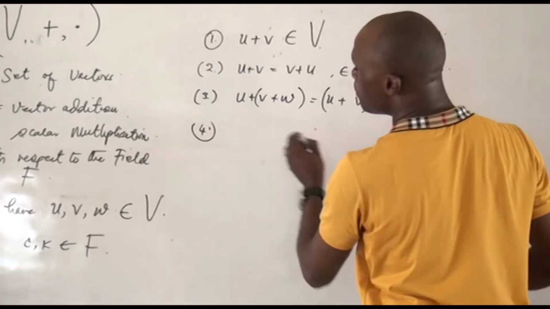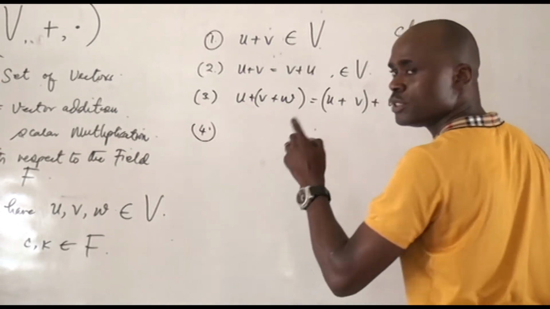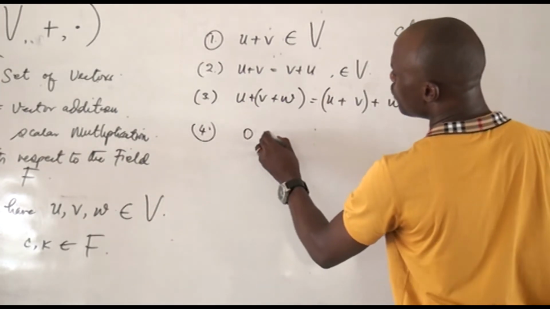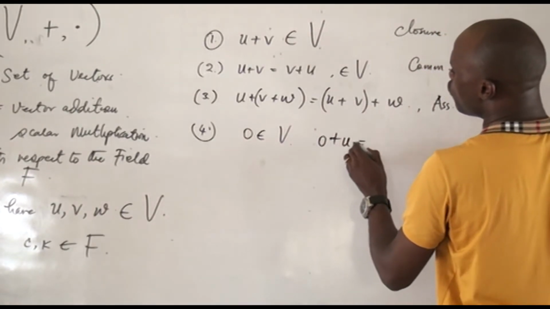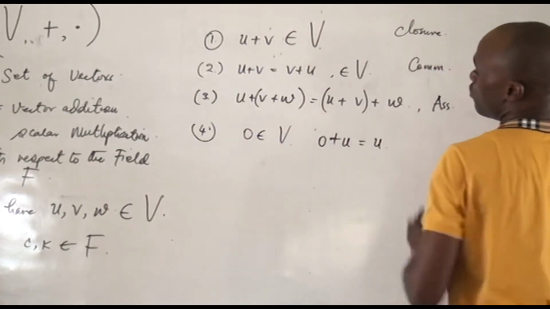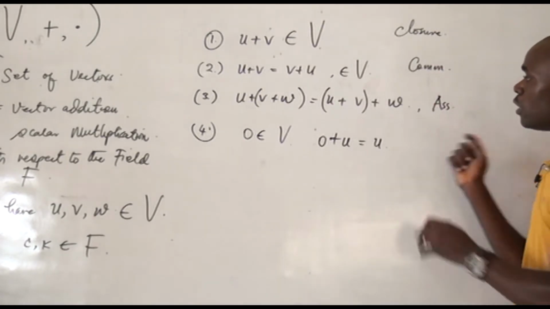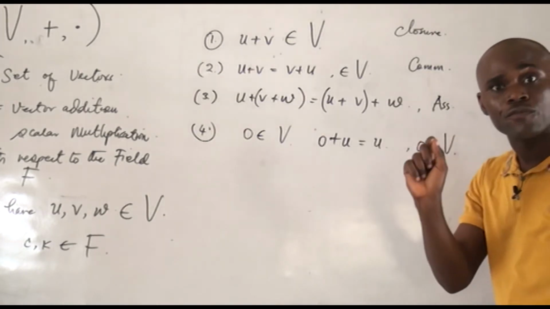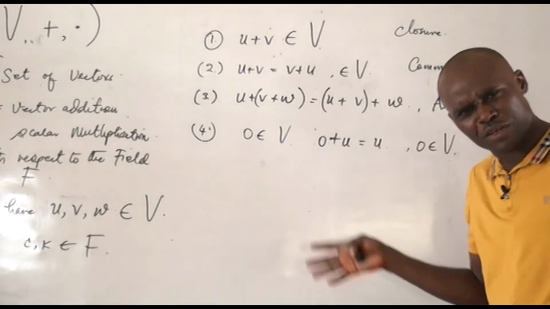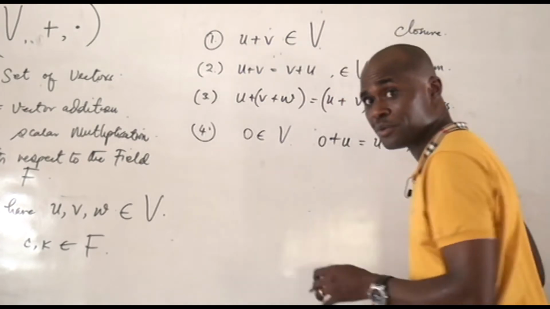Number four, we have the element I will call the zero element, the zero vector, such that when you add it to any other vector, it gives you the vector itself. That zero is actually in V, and it is referred to as the zero vector.